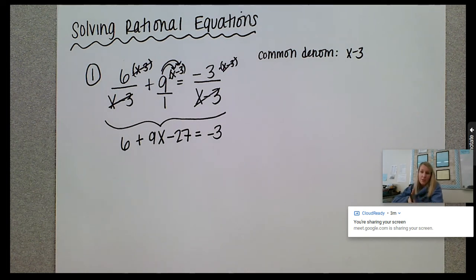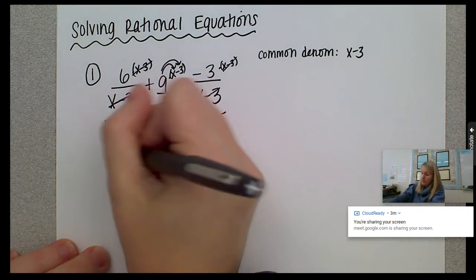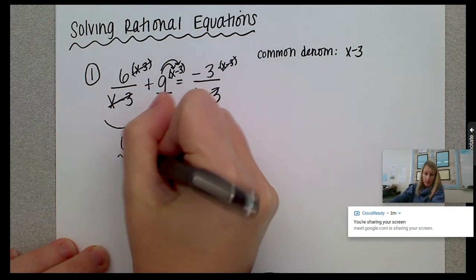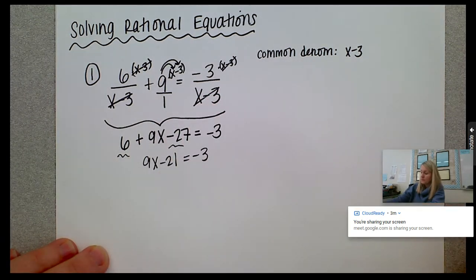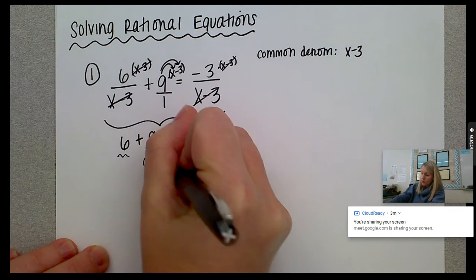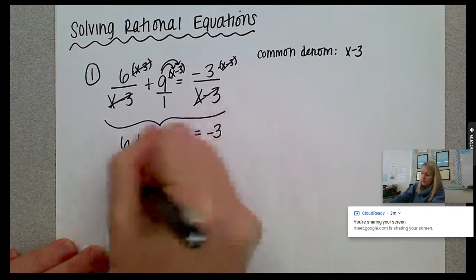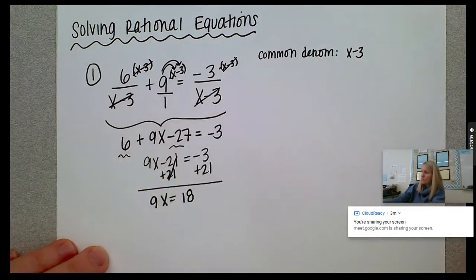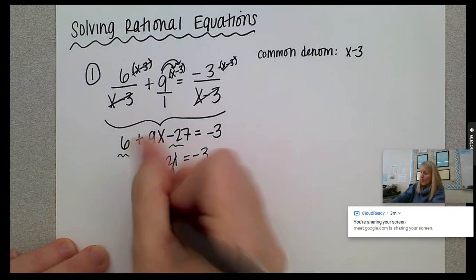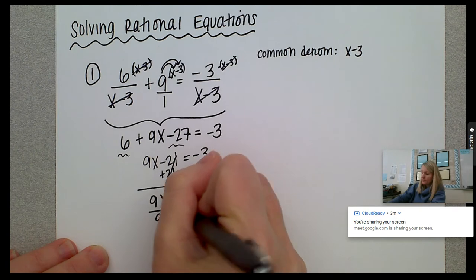So now we can actually go solve it. The main goal is to isolate x. I'm going to combine these like terms here, so I would get 9x minus 21 equals negative 3. I'm going to add 21 to both sides. 9x is going to equal 18. And then last but not least, I'll divide both sides by 9.